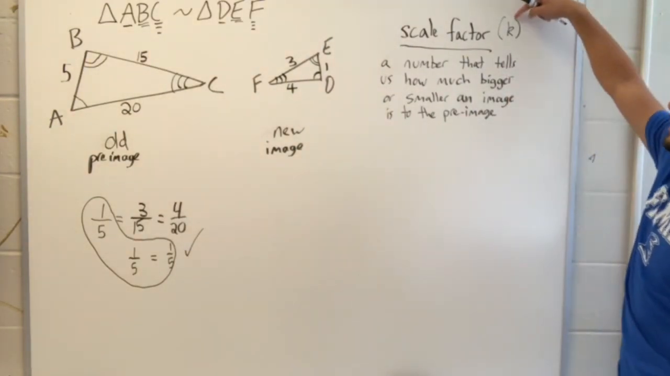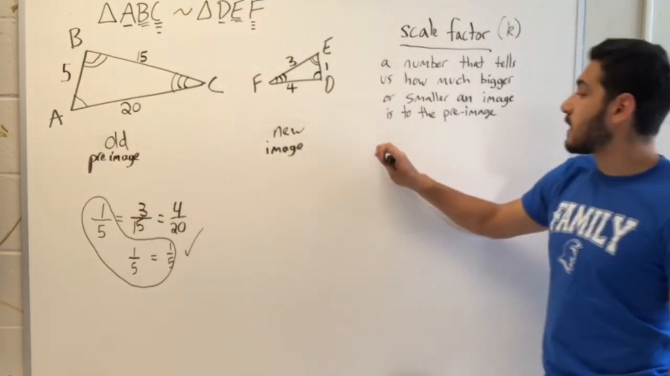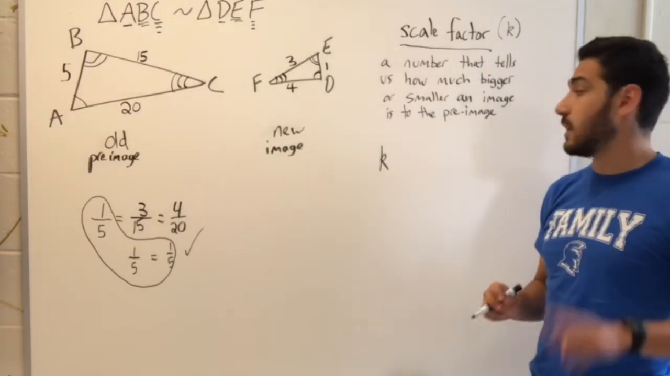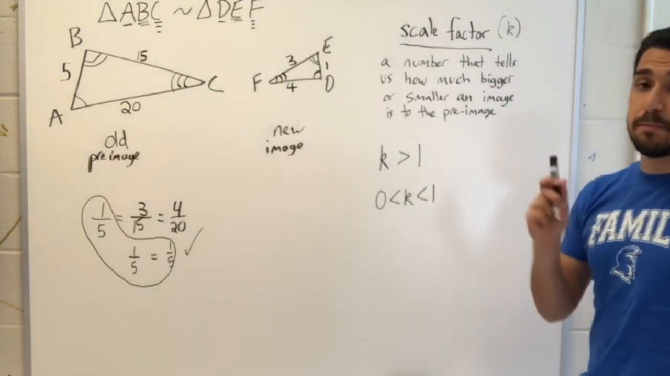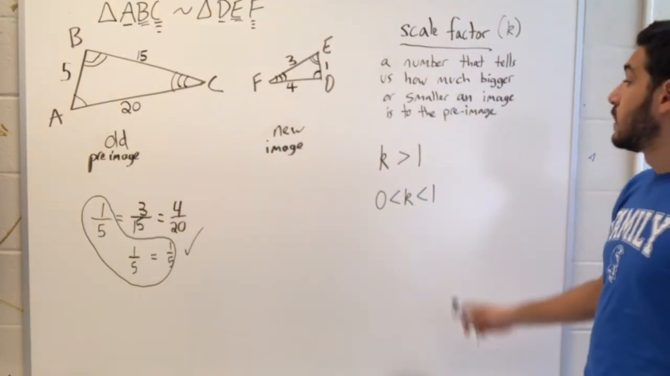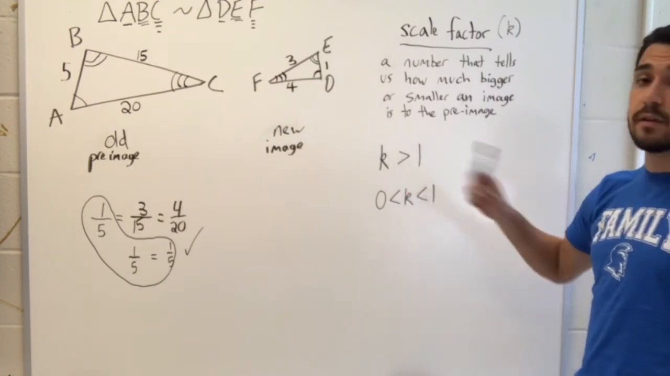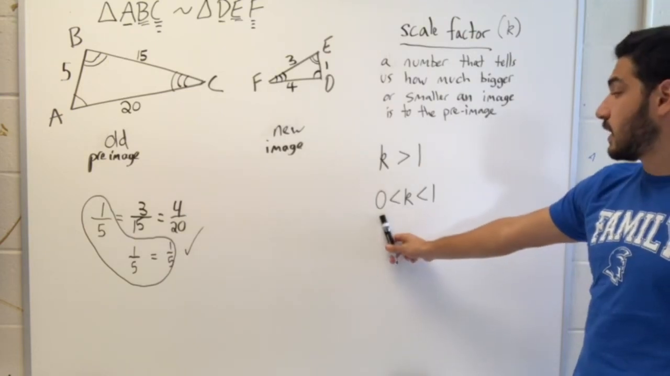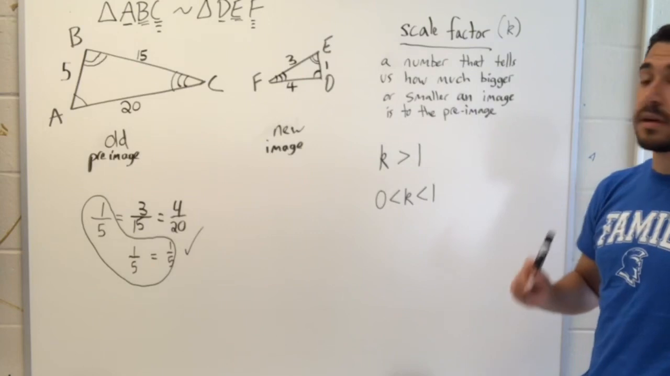Now we use the letter K to represent the scale factor. So if we're talking about K, K can have one of two values. K, which is our scale factor, will always be positive. That's the first thing. The second thing is that it can either be greater than 1 or it can be less than 1. Now the 0 over here just tells us that it's going to be a positive number. That's the reason why the 0 is here.